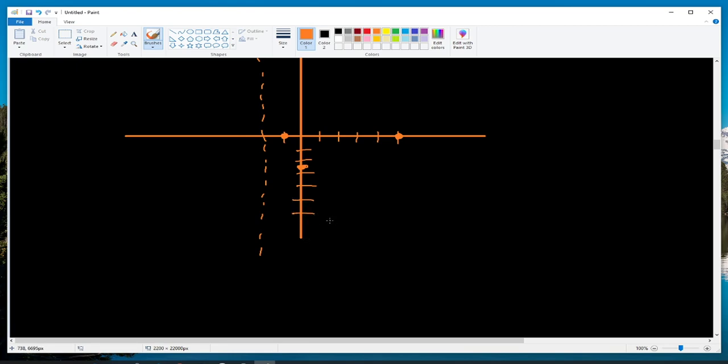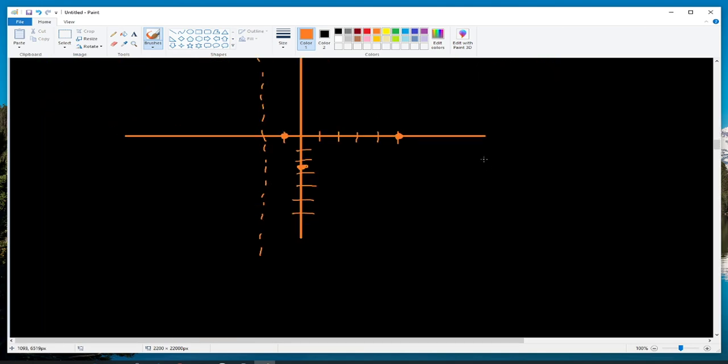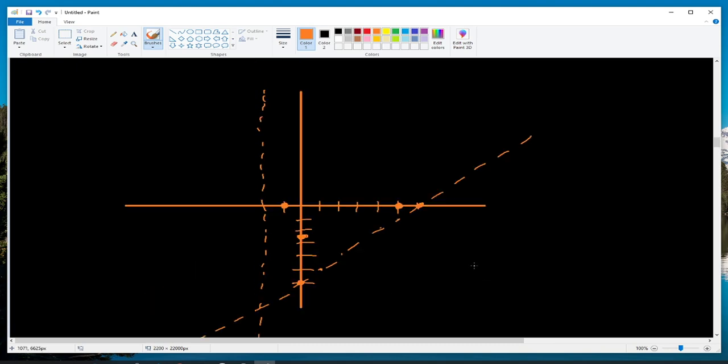Now for the oblique asymptote, this is the line y equals x minus 6. So it has a y-intercept of negative 6. And to get points on the line, we go up 1, right 1, up 1, right 1, and so on, and it should cross out here at 6. And so we can go through with our dotted lines and say, okay, here is our oblique asymptote. So we have it kind of like this.